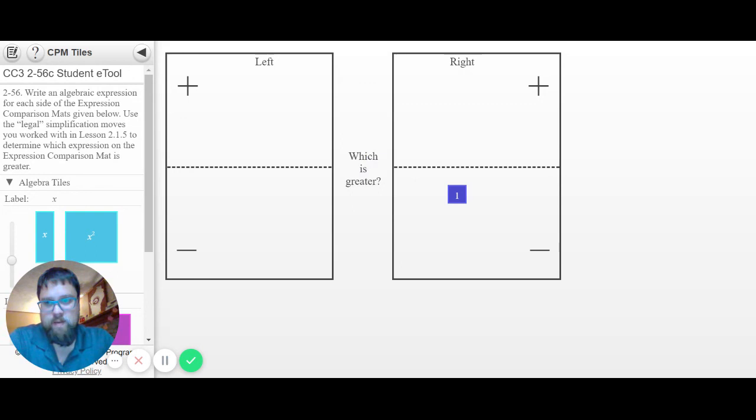All right, so that's an example of how to simplify using legal moves. Again, those are flipping, making zero pairs, and balancing.